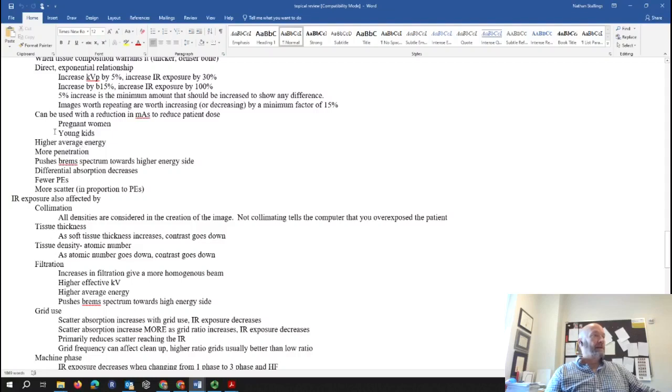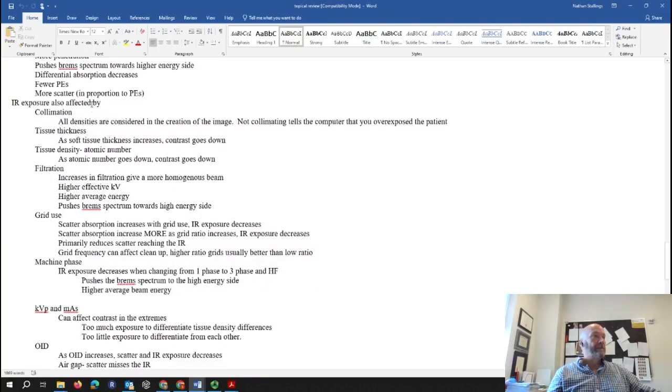So with an increase in kVp, you get a higher average energy, you get more penetration. It pushes the brem spectrum towards the high energy side. It increases the height of the bubble, which means that we get a drastic increase in numbers, but especially at that higher energy range. So our differential absorption decreases. We get fewer PEs and we get more scatter in proportion to the photoelectrics.